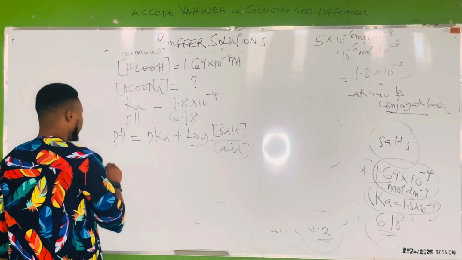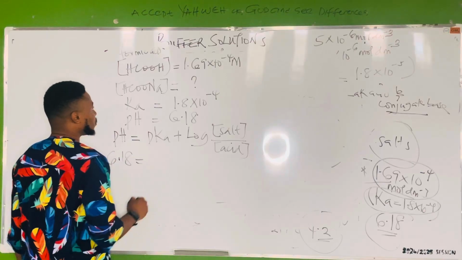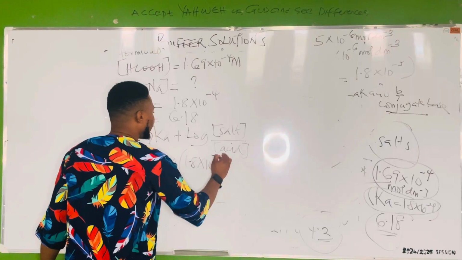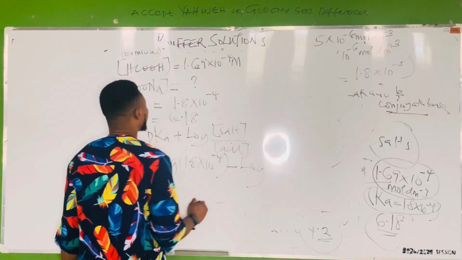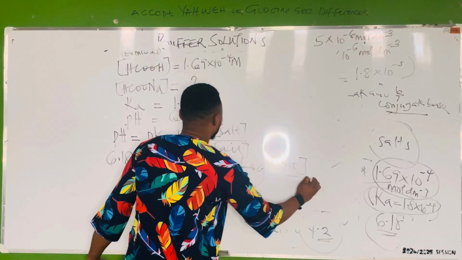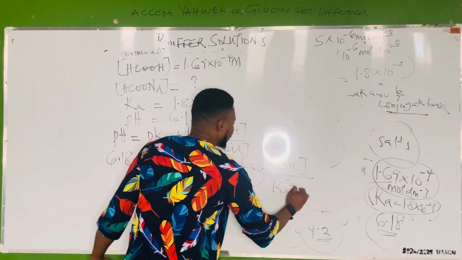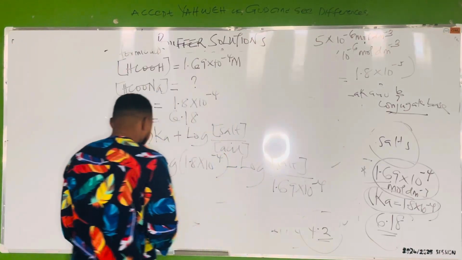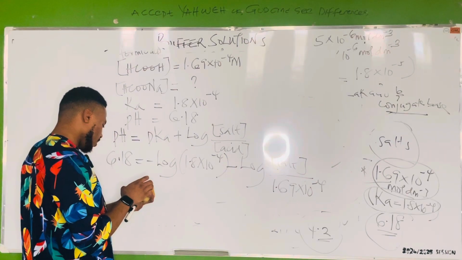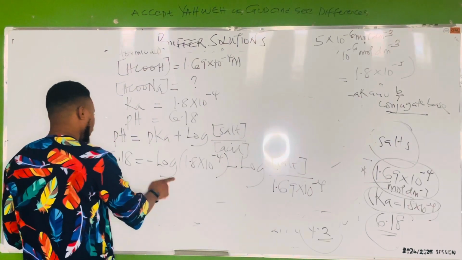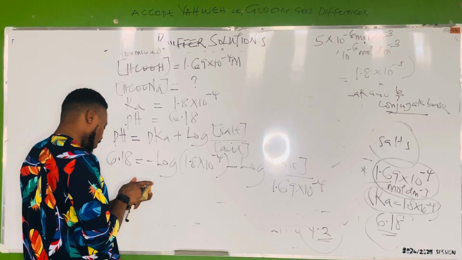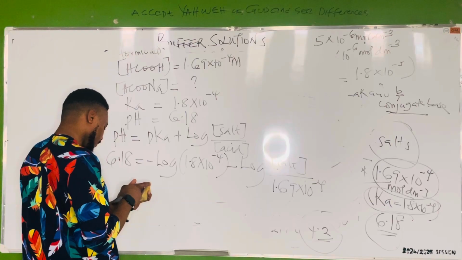Now, pH is given. pH is 6.18. Your pKa now will be minus log of your Ka, 1.8 times 10 raised to power minus 4, minus log. The salt here is unknown. So we say salt divided by formic acid, which has the concentration 1.69 times 10 raised to power minus 4. Now, it's very important for us to first of all determine the negative logarithm here.